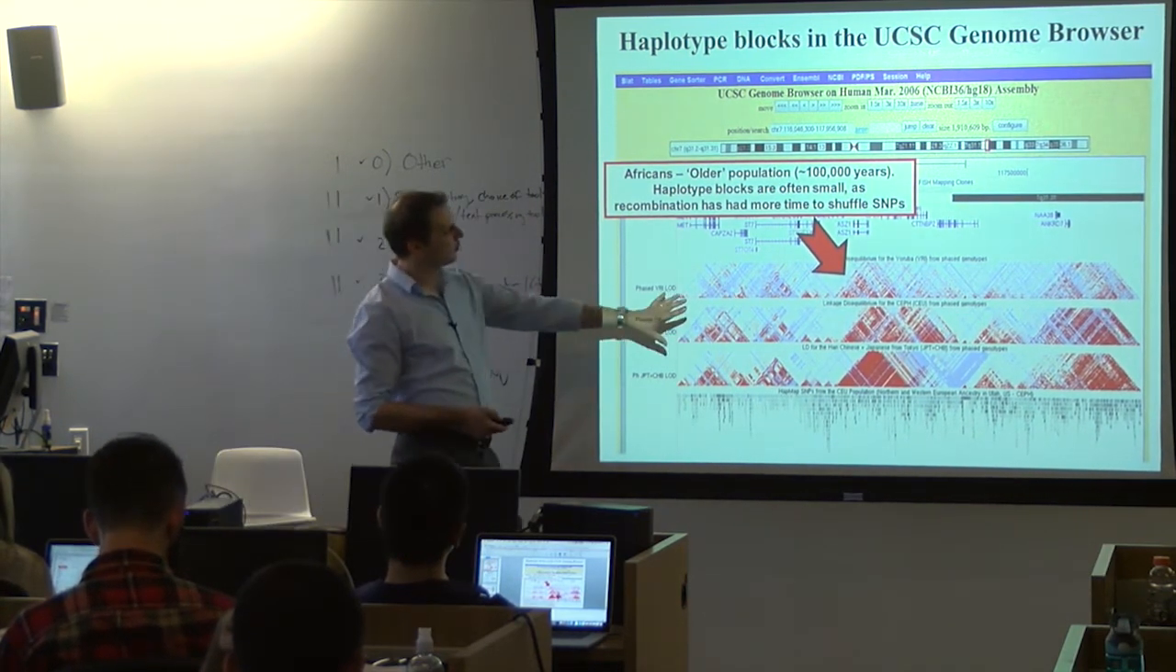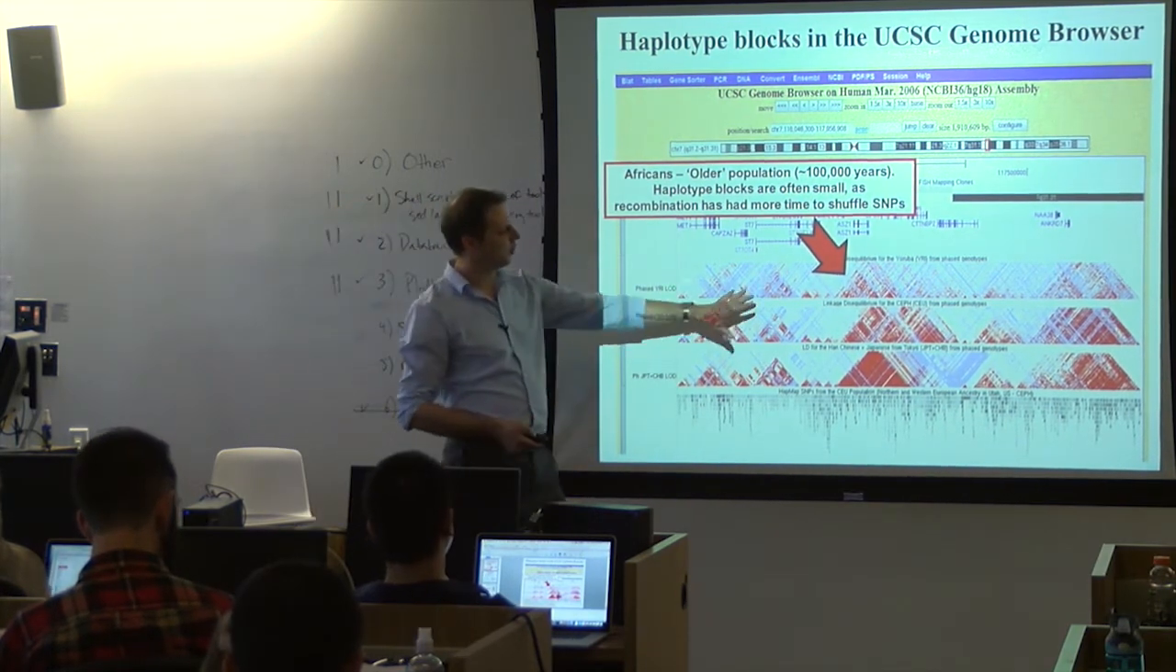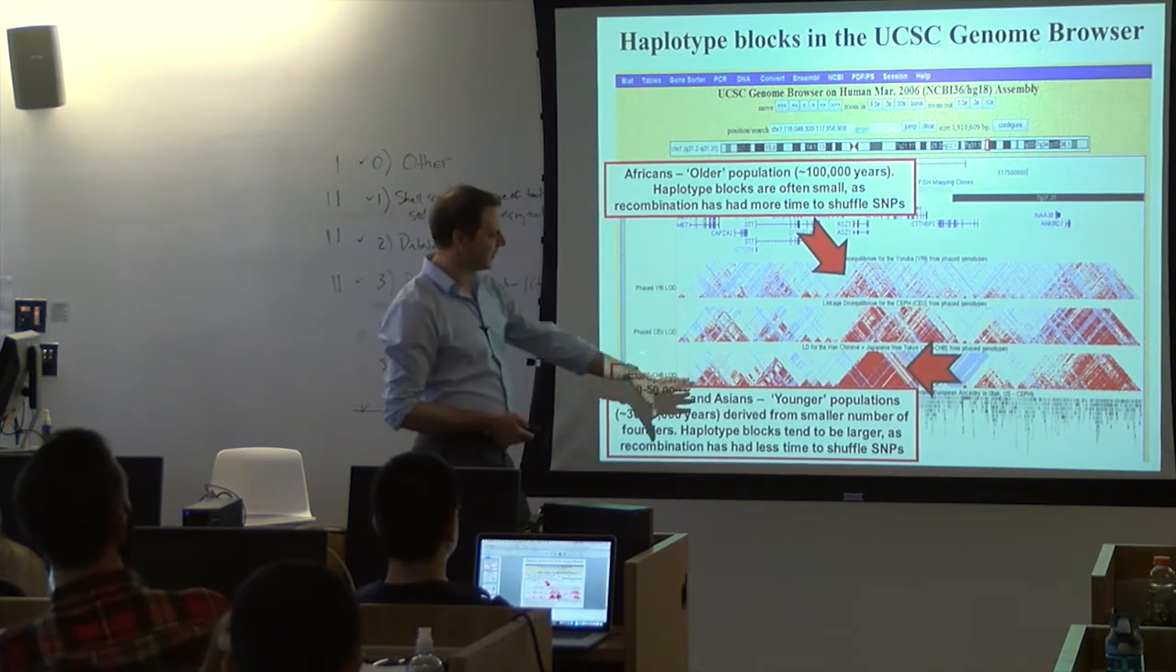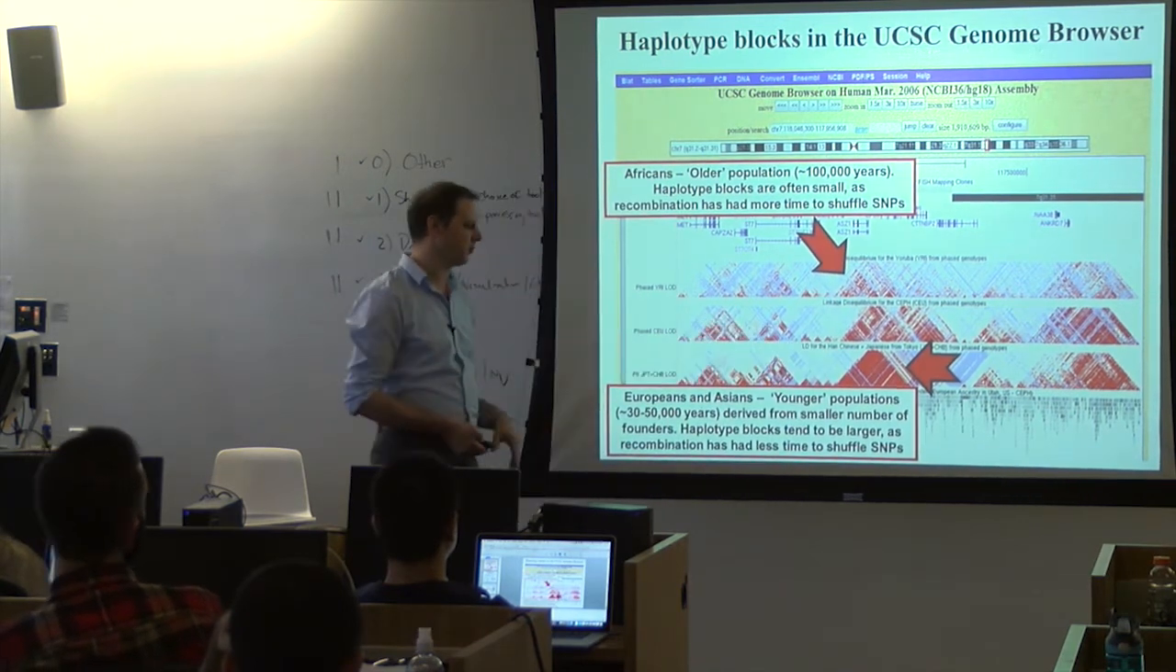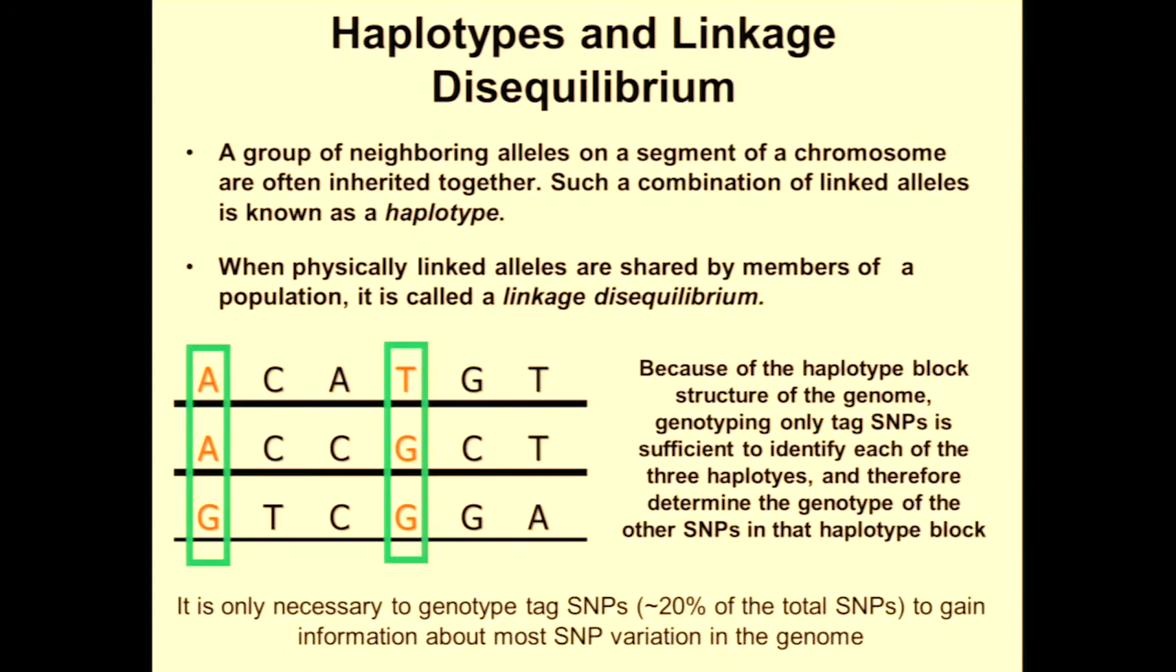So yeah, in these older populations which had more time to shuffle their DNA through evolution, you get these smaller, more diffuse LD blocks. In the younger populations, you get these larger, stronger blocks of LD. And again, you may say, why do I care about this? Well, it's a really important idea to wrap your head around when you start thinking about studies like genome-wide association studies, linkage, things like that.